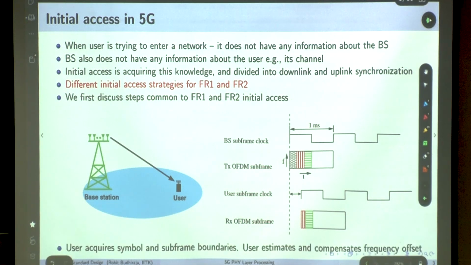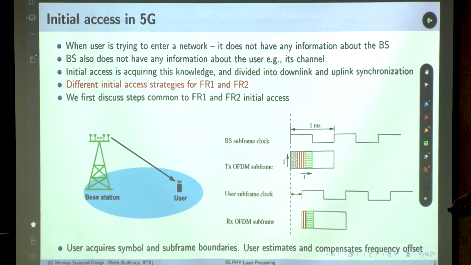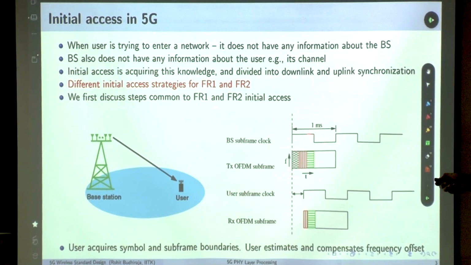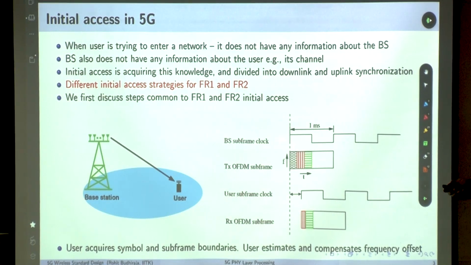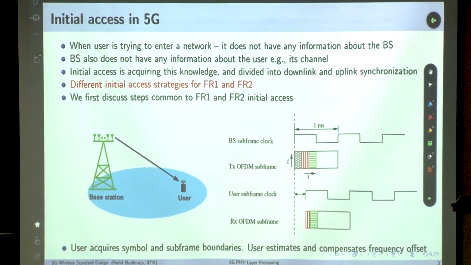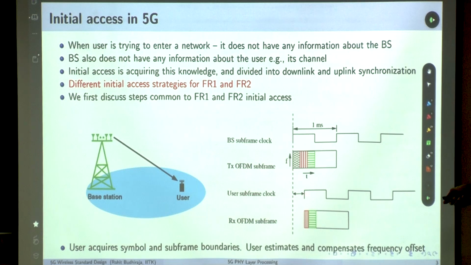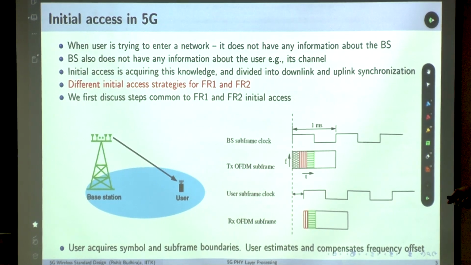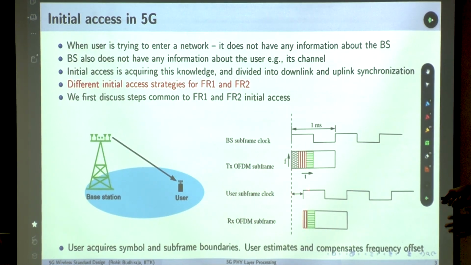So what happens? The user acquires the subframe or slot boundaries, basically aligning to this. Once it has this alignment, it will know that this is symbol 0, this is symbol 1, and then it can start processing its data.